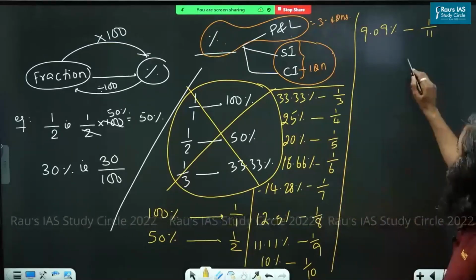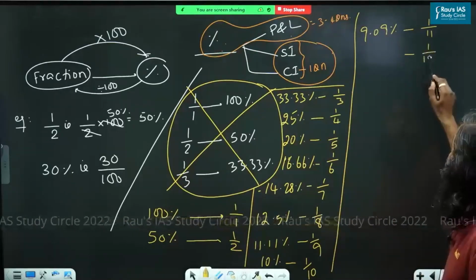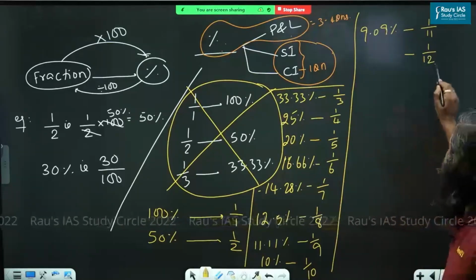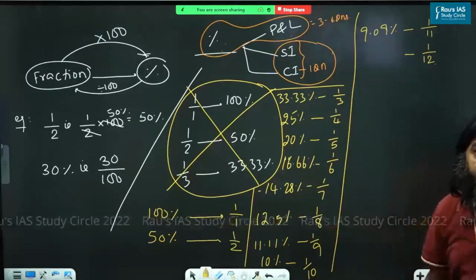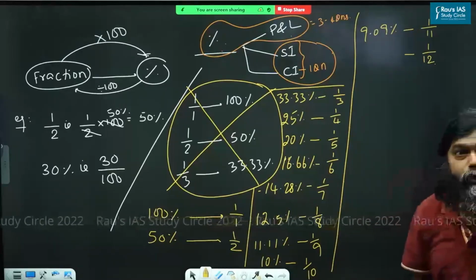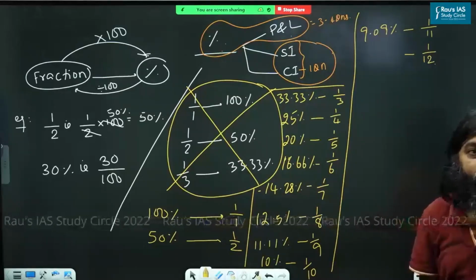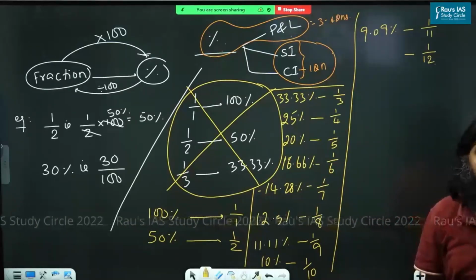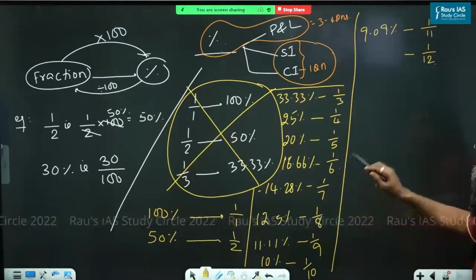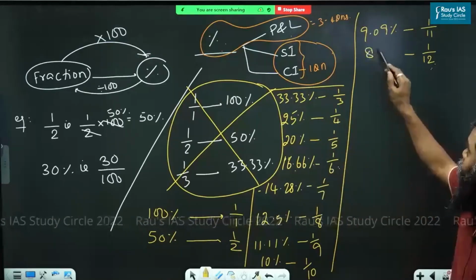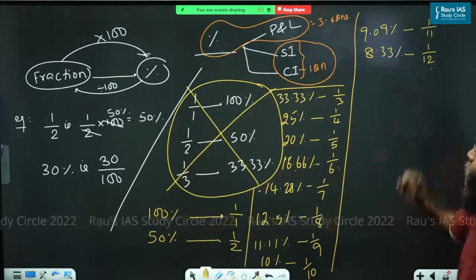Listen carefully. Next time I'm going to write 1 by 12 directly, but I will tell you how you can remember this. 12 is a multiple of 2. 12 is also a multiple of 3. 12 is a multiple of 4. 12 is a multiple of 6. What is the biggest number? 6. How does 6 become 12? Into 2. So divided by 2, so 8.33%. Are you understanding this?